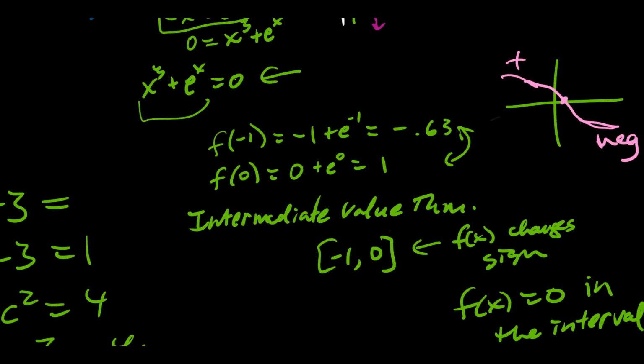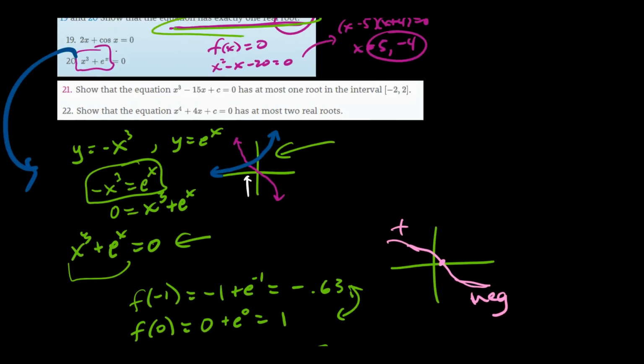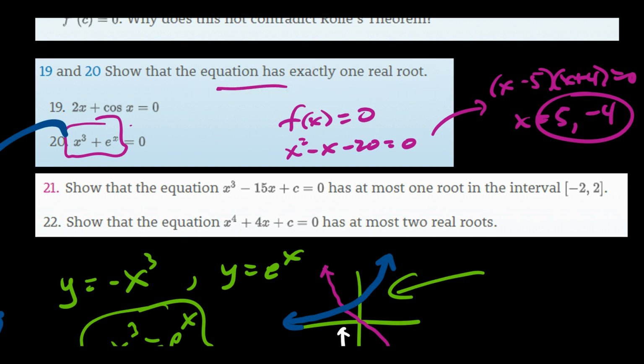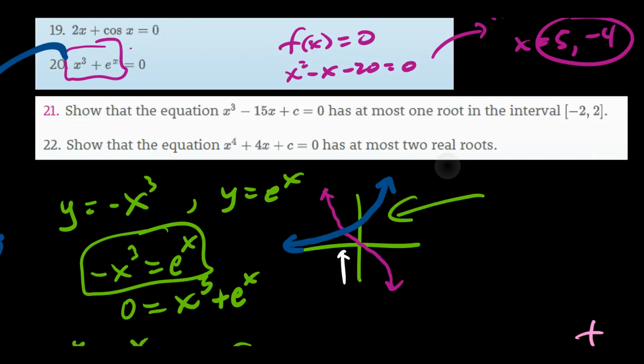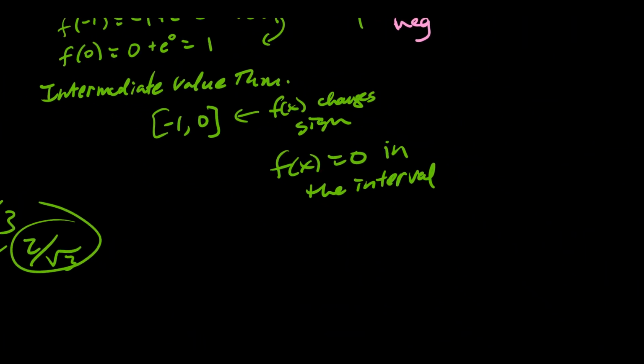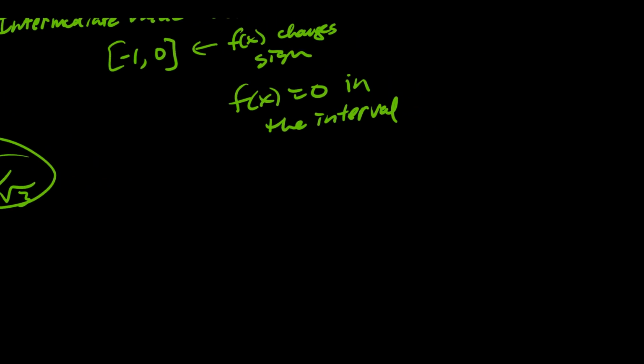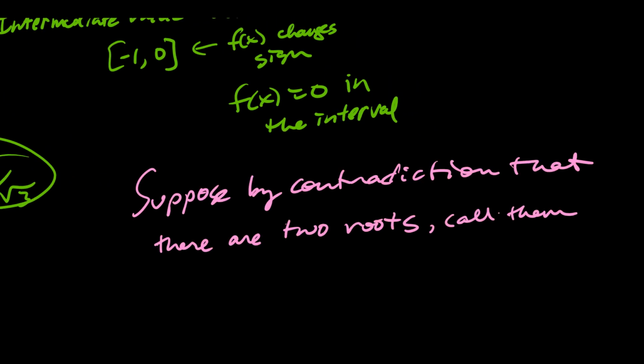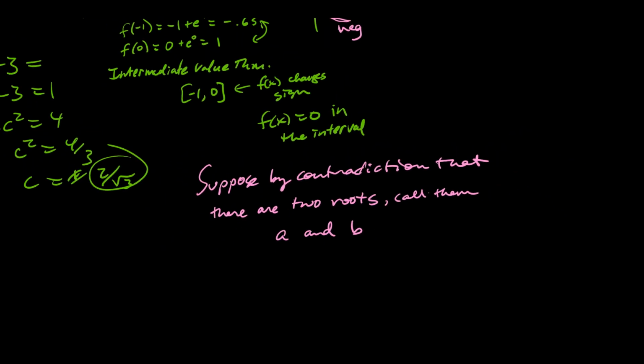Now that we know that it has at least one root, the question says, show that it has exactly one root. So what I'm going to do is prove this by contradiction, by saying, well, maybe they have two. So suppose, by contradiction, let's call them A and B. So f of A must be equal to 0, and f of B must be equal to 0. Now, one of these is probably in this interval, right? So f of A is equal to 0 and f of B equal to 0.